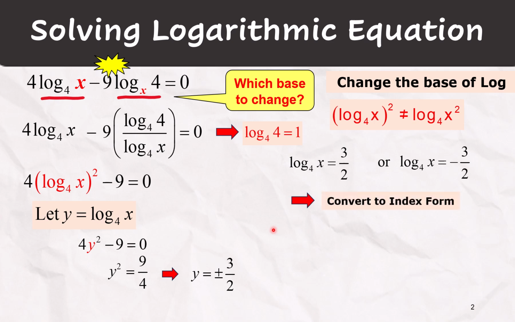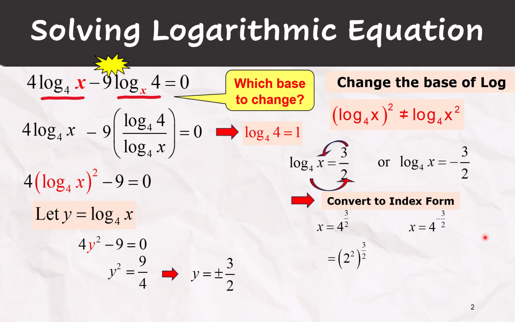Again, I'm going to apply the basics, which is to convert from log form to index form. So I will have 4 to the power of 3 over 2 equals x, which means x equals 4 to the power of 3 over 2. Likewise, for the other term, I will have x equals 4 to the power of negative 3 over 2. Now let's solve this.